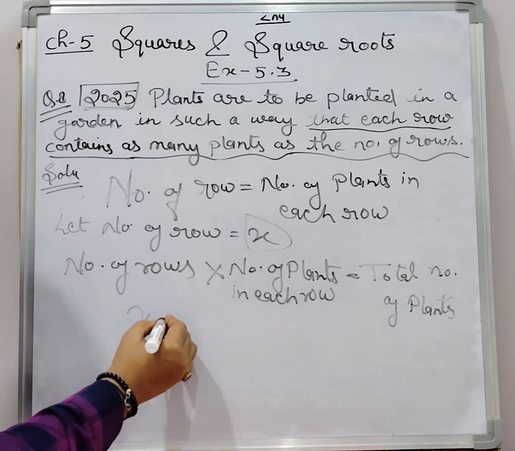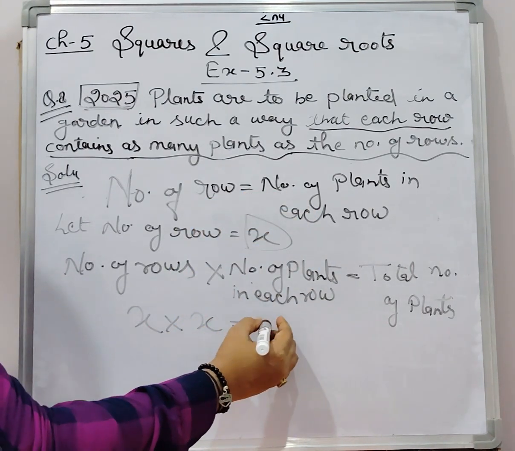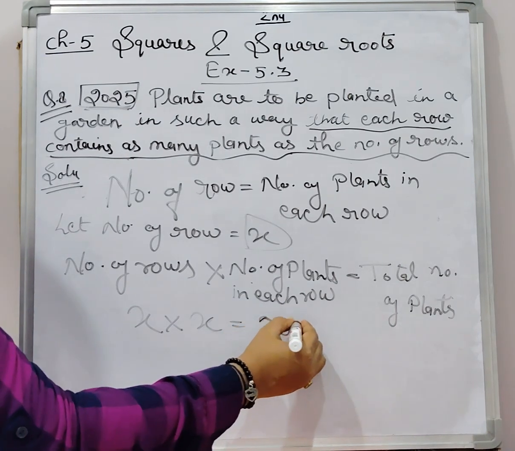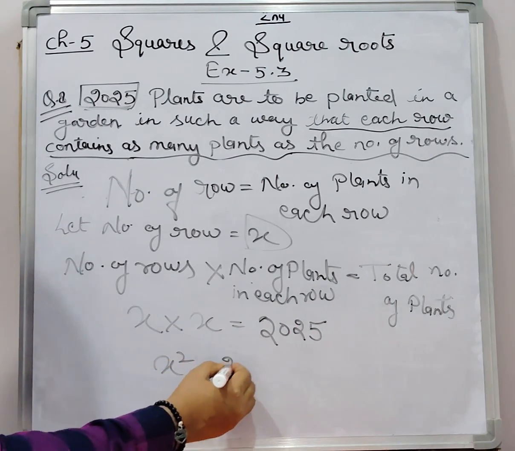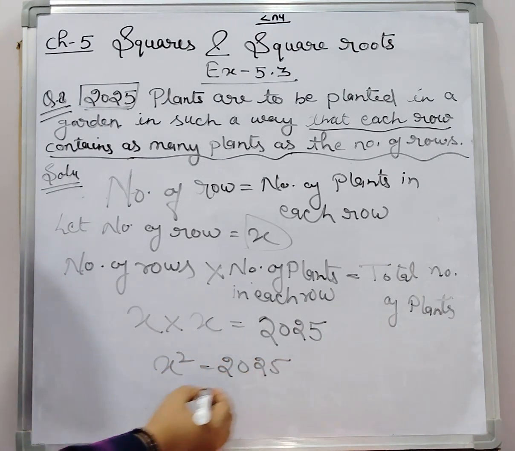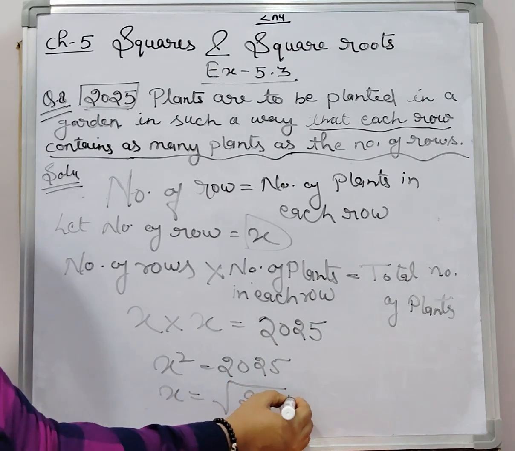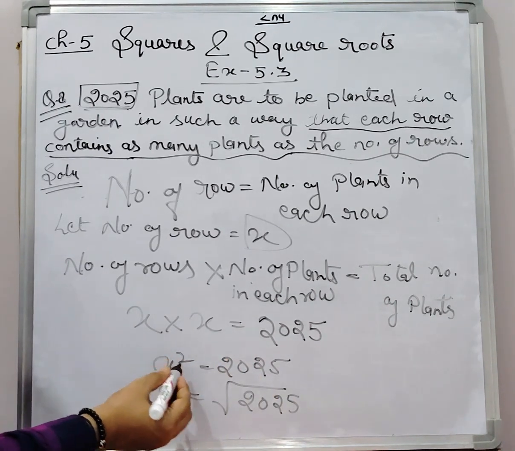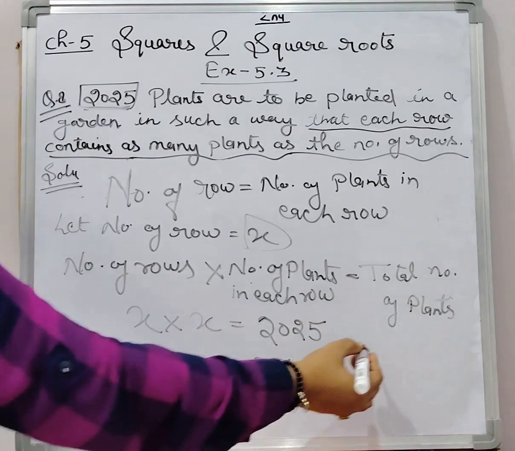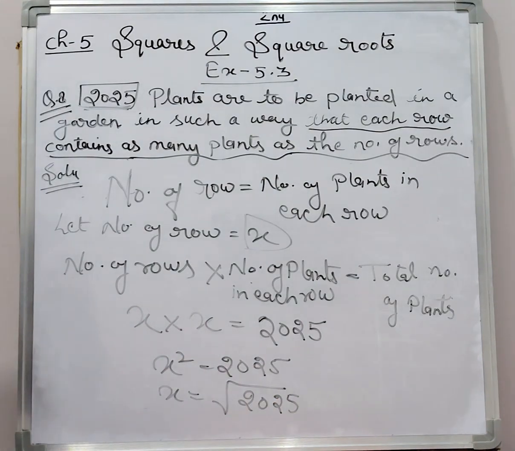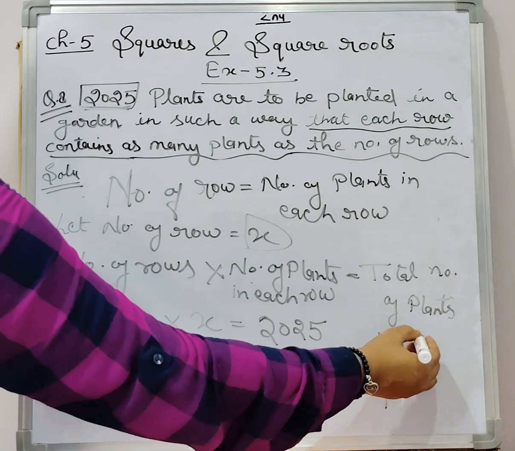So if it is x, multiplied by x as well, because these are equal now, and equals the number of plants, that is 2025. So here x times x, that is x square, equals 2025. So x is equal to the square root of 2025, because when the square is removed, it becomes a square root. So here you just need to find the square root of 2025.